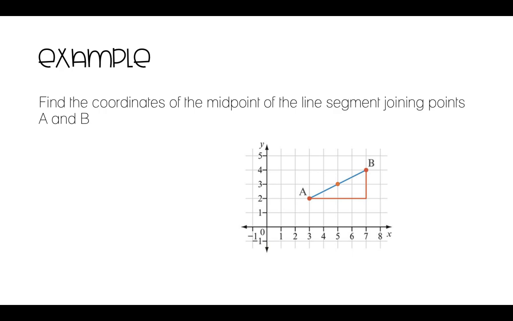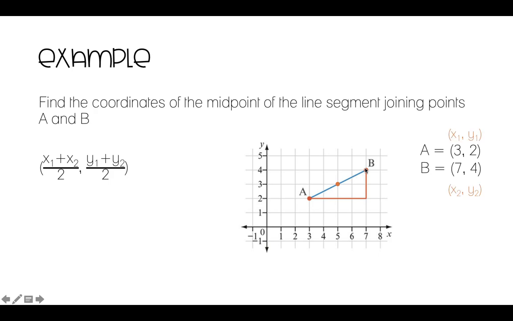Okay, so the first thing we're going to do, I'll write my coordinates here. A equals 3, 2. B equals 7, 4. I made the top one my x1, y1, and my bottom one my x2, y2. It doesn't matter which way you do it, it'll always work out the same value. So let's substitute them in. The first is 3 plus 7, and the second is 2 plus 4, each over 2.